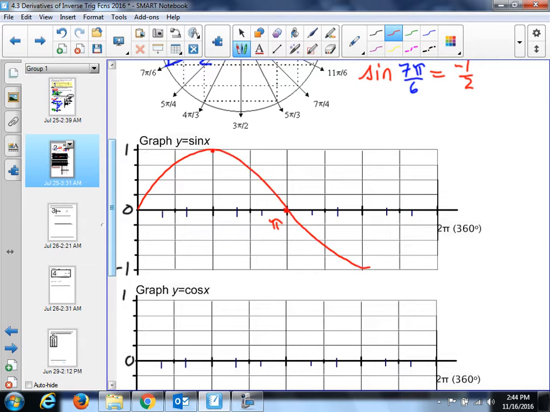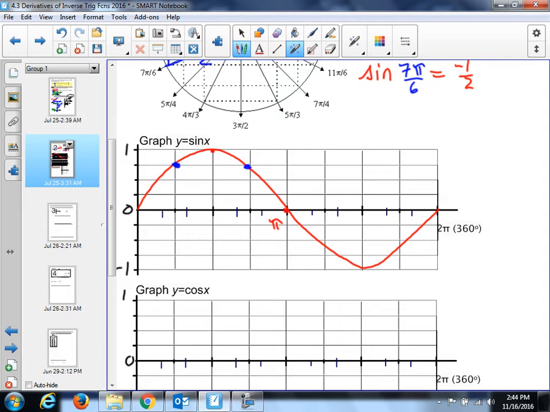Down to negative 1. Okay. I don't have enough curviness on my second half of that, but whatever. You get the idea. Then you can see where sine is positive. Sine is going to be positive here and here at the same spots, right?